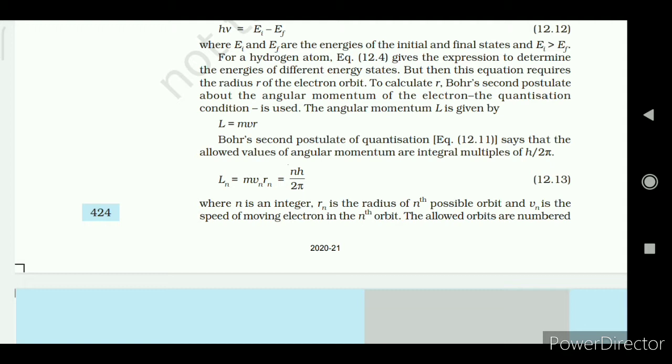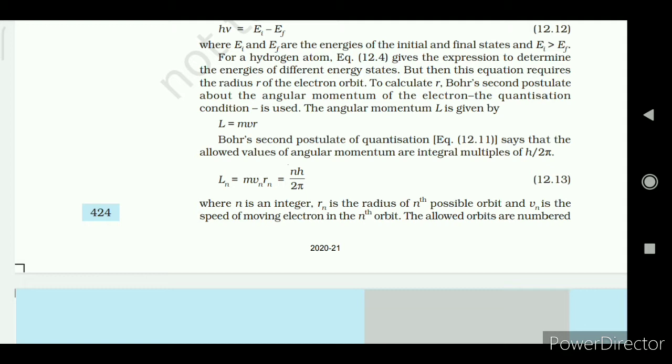12.4.1 Energy levels. The energy of an atom is the least when its electron is revolving in an orbit closest to the nucleus, that is, one for which n is equal to 1. For n equals 2, 3 and so on, the absolute value of energy E is smaller. Hence, the energy is progressively larger in the outer orbits. The lowest state of the atom, called the ground state, is that of the lowest energy.